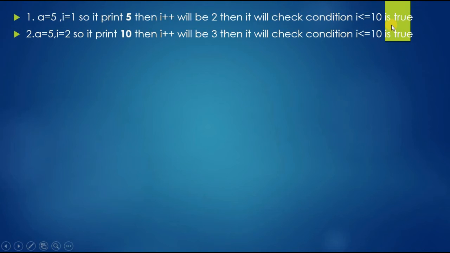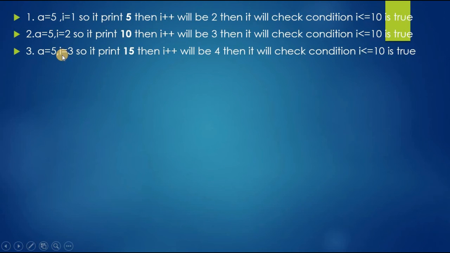The condition is true there, so again it will go to the do while loop. Now we got I as 2 and a is already 5, so it will print a into I, that is 10. Then it will increment I and we will get I as 3. Then it will check the condition I is less than or equal to 10, yes, it is true, so again it will go to the do loop and the statements will be executed.